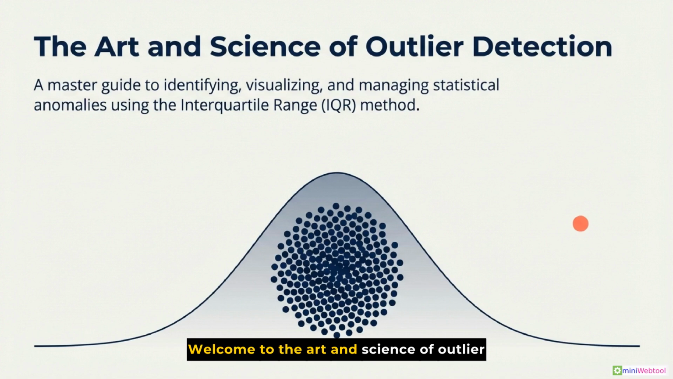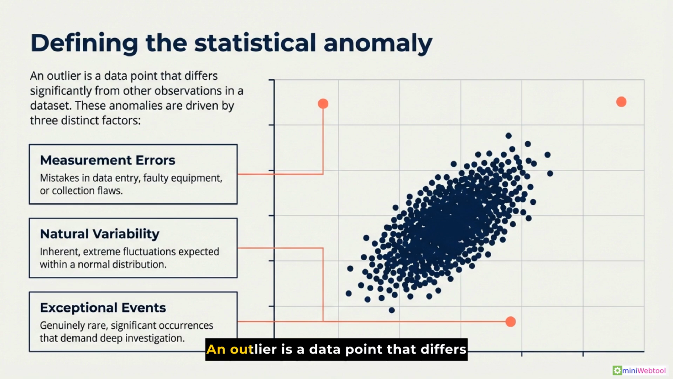Welcome to the art and science of outlier detection. This video is a master guide to identifying, visualizing, and managing statistical anomalies using the Interquartile Range, or IQR method. An outlier is a data point that differs significantly from others in a dataset. These statistical anomalies are primarily driven by measurement errors, natural variability, and exceptional events.